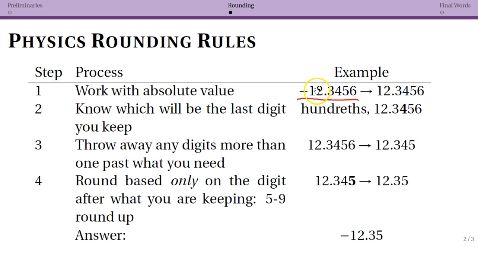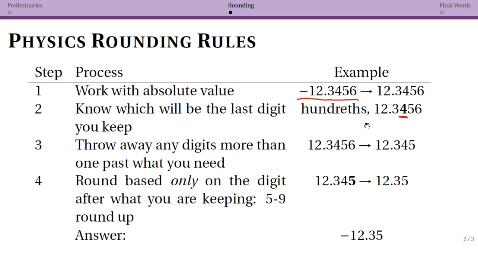So second, you need to know which is the digit that you're going to keep. In this case, I'm just telling you to keep the hundredths, which is of course going to be the position of the 4. This is what we're rounding, so we want to keep this as our last position. We will be rounding that digit. Now in general, how do you know which digit you're going to be rounding? That's the question of significant figures, which is covered in a different video.